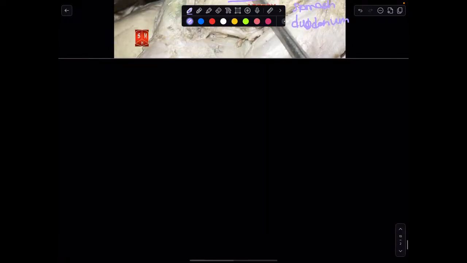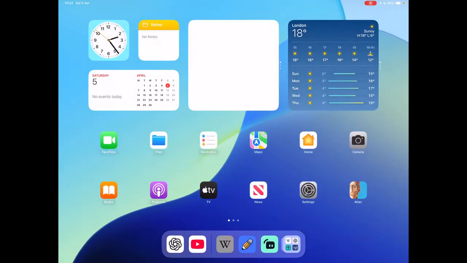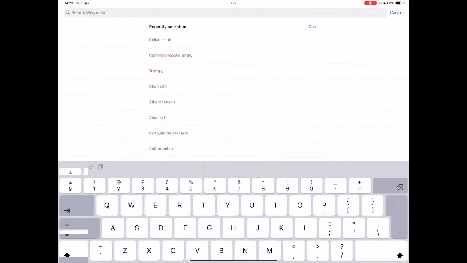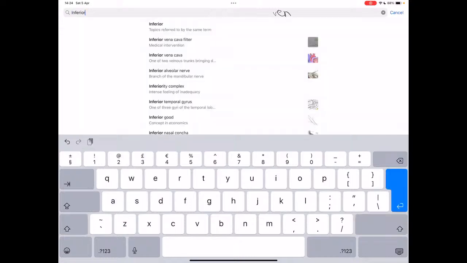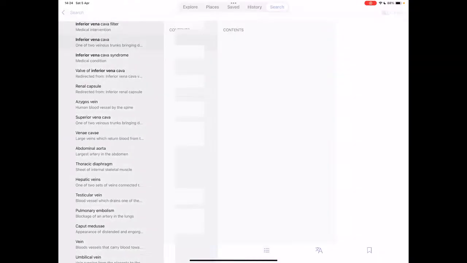Also, before we go through it again, what about the inferior vena cava and the renal veins and the renal arteries? Can we kind of clarify that a bit too? Sure. The inferior vena cava is the large vein that carries deoxygenated blood from the lower body to the heart. The renal veins drain blood from the kidneys into the inferior vena cava. The renal arteries branch off from the abdominal aorta and supply the kidneys with oxygenated blood.